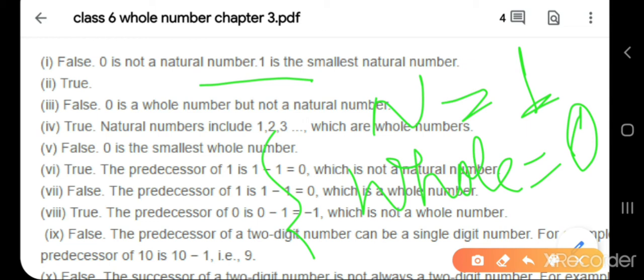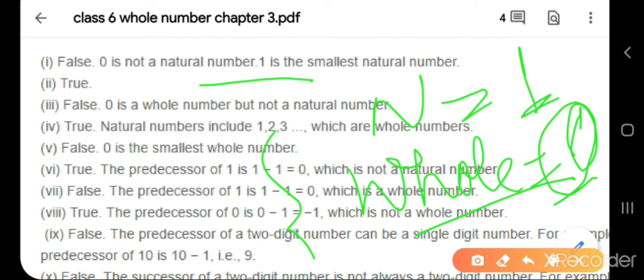Next question: 0 is the smallest whole number. Yes, true, it has been written here, whole numbers start from 0. Next question: every whole number is a natural number. Yes, except 0. There is an exception. So this is not right, because 0 is also a whole number. So every whole number cannot be a natural number.